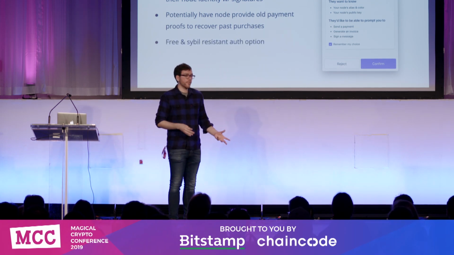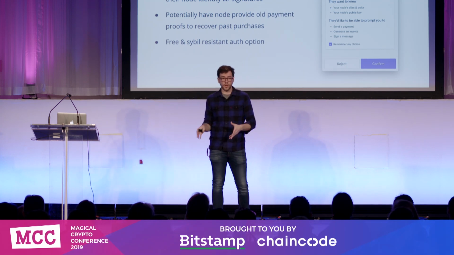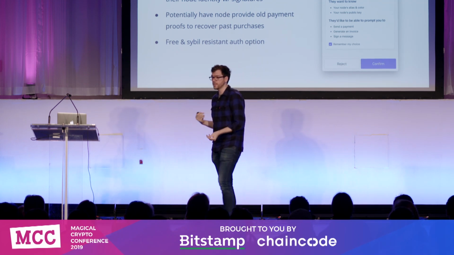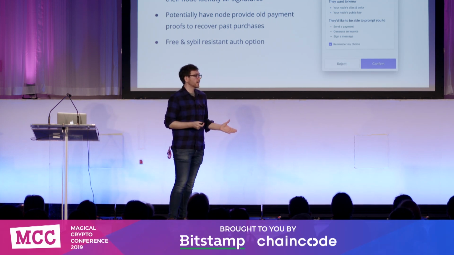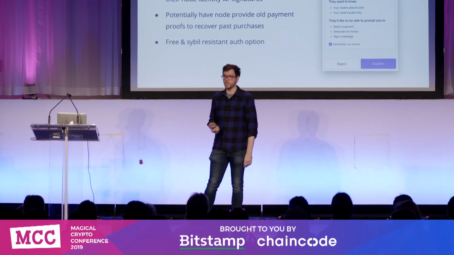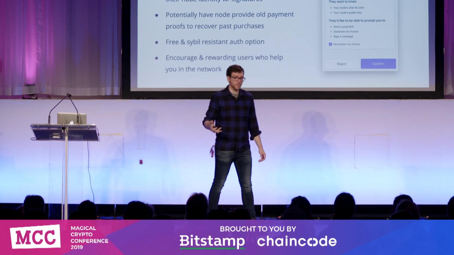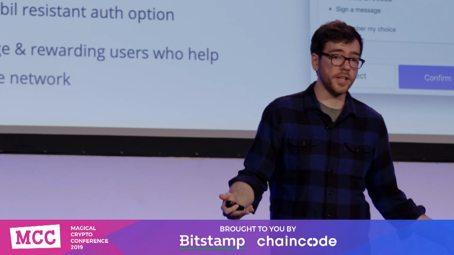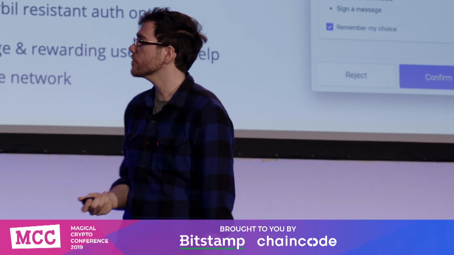If you want to have a free and Sybil-resistant auth option to your website, you could have users authenticate with a node instead of either having to pay to auth with a site or to provide some kind of pseudo-unique identity like an email and password. You just check that they're a reasonably good actor on the network with channels, and that's it. You can let them in, and they have a unique identity. And you can even encourage and reward users who help you out on the network. So if somebody has a channel open to your service, you could throw them a discount. That would make sense because they're helping you out by providing routing and liquidity.